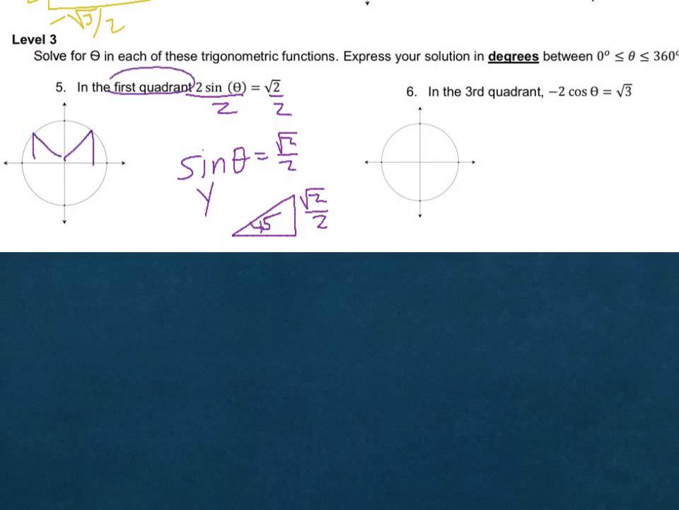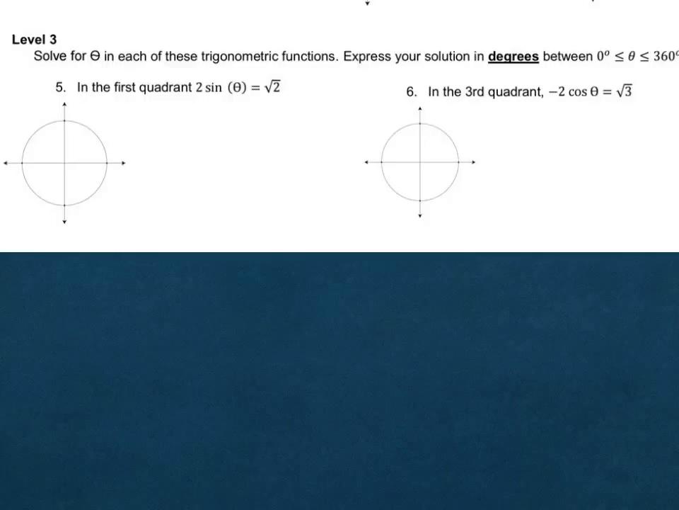Those are our two options, but it says first quadrant, so I only care about that one. And what is the degree measure in here? Oh my gosh, it just erased it all. It was a 45-degree angle. If you want to go back and look at that work, it is a 45-degree angle.